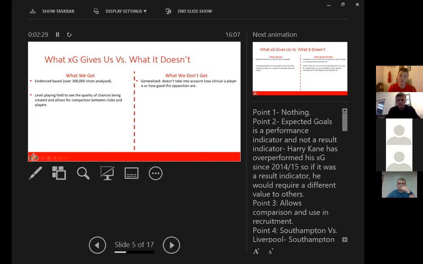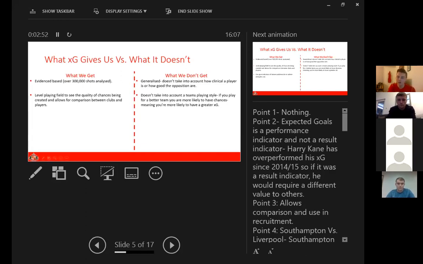It creates a level playing field to see the quality of chances that players are creating, and allows for comparison between different clubs and players. So obviously it can be used in recruitment that way, so it doesn't necessarily take into account what team it is or the player taking the shot. Everyone's level, so then you can compare players on a level playing field.